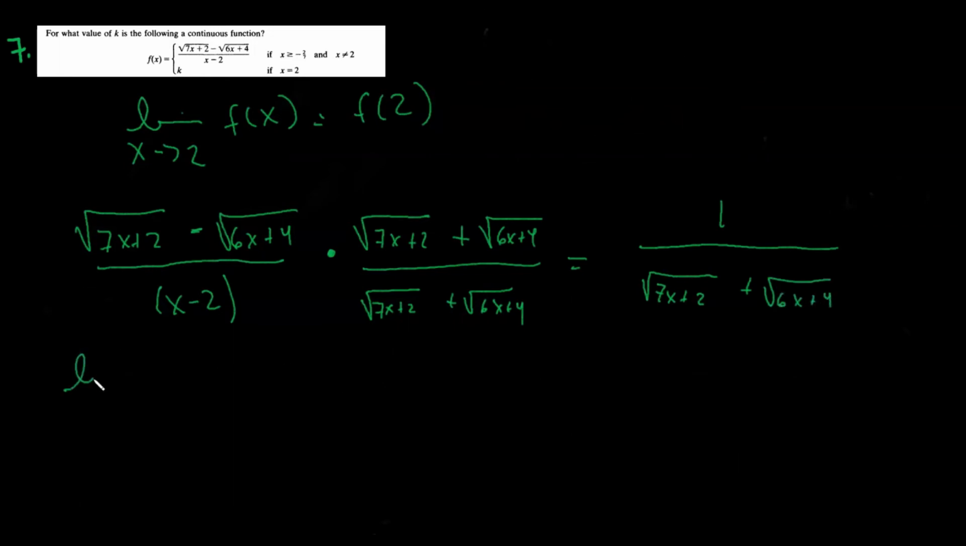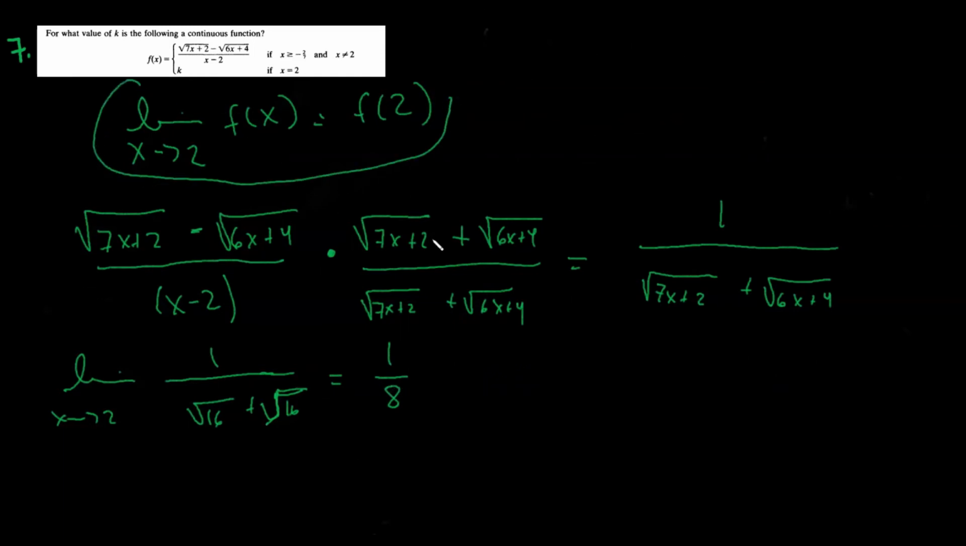And now we can take the limit of that as x approaches 2. We get 1 over root 16 plus root 16 as well. Root 16 is 4, so we get 1 over 8. Alright, so according to this rule here, 1 over 8 has to equal f of 2. And if you plug in f of 2, you get k. So 1 over 8 has to equal k.